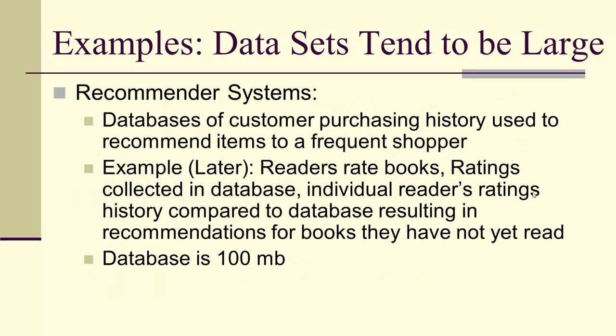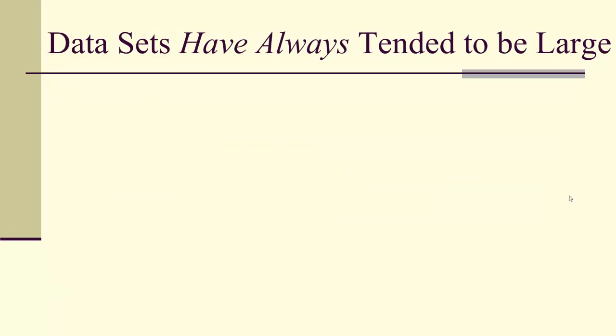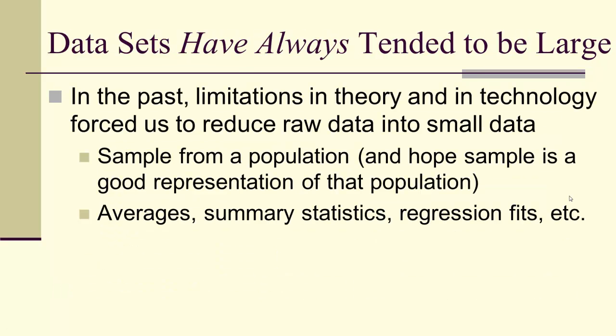Recommender systems is an example we'll look at, where we have books or products that are recommended to users or customers. We'll be looking at a database of about 100 megabytes, but there exist petabyte-size databases. Here's the thing, databases have always tended to be large. In the past, we didn't use large data because we were restricted by the theory and technology.